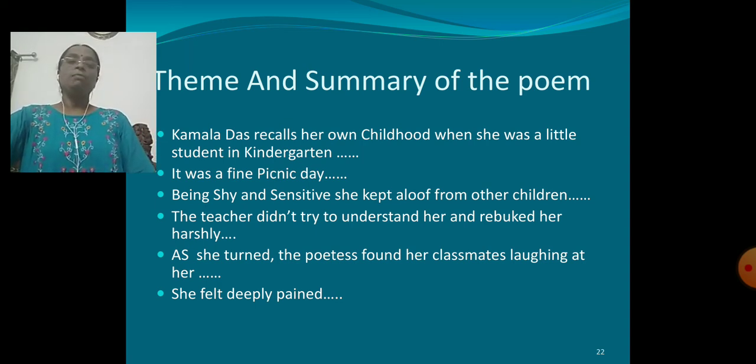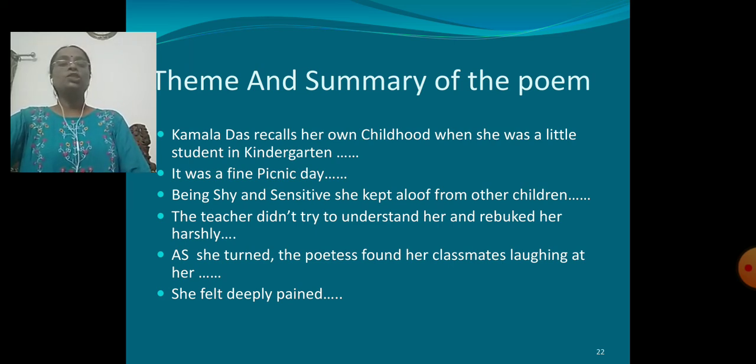Moreover, Kamla Das recalls her own childhood when she was a little student in kindergarten. It was a fine picnic day. It was a sunny day. It was a honey-colored day, that we can find in the first stanza. Being shy and sensitive, she kept alone, aloof from other children.